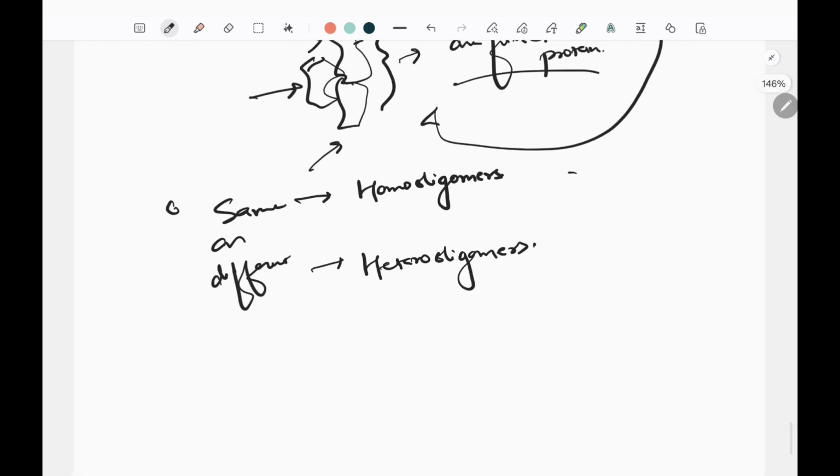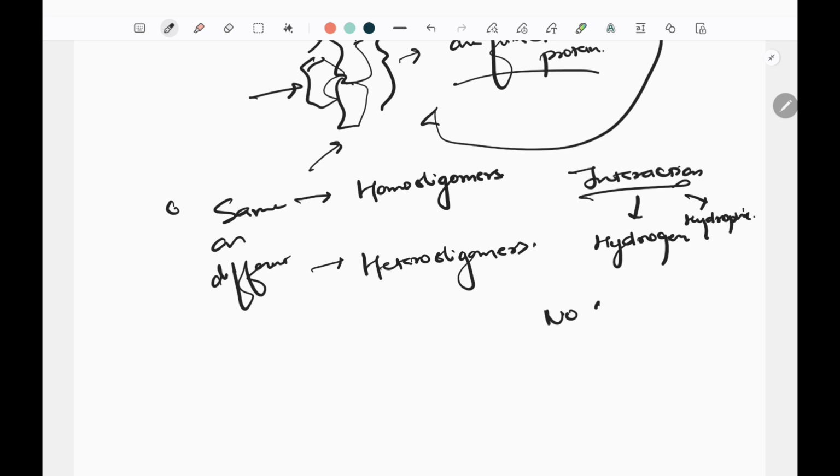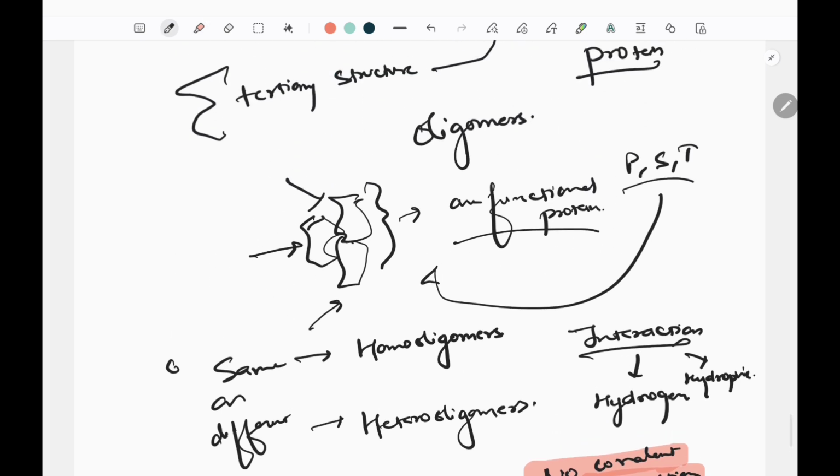And the interactions here are both hydrogen as well as hydrophobic interactions, right? There is no covalent interaction that occurs here. No covalent interaction. That you need to remember. This is very important. So no covalent interaction occurs. If there is a covalent interaction, then that protein is not a quaternary protein.